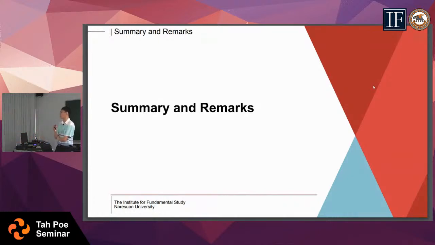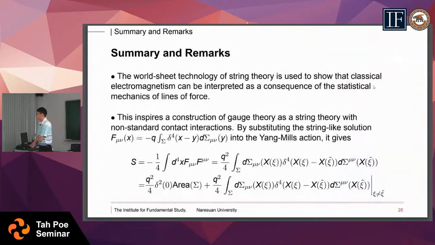So let me put some summary and remarks. The first summary is obviously that we have constructed the theory. We use the technology of string theory to show that classical electromagnetism can be interpreted as the consequence of the statistical mechanics of the line of force. So yeah, this is the first conclusion.